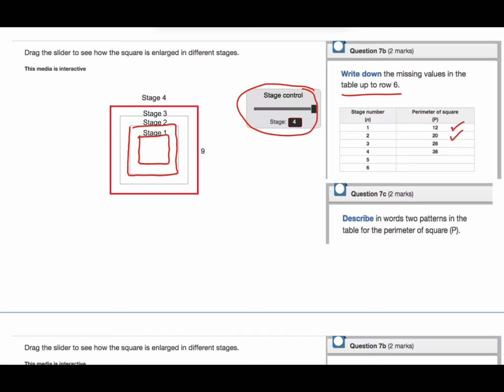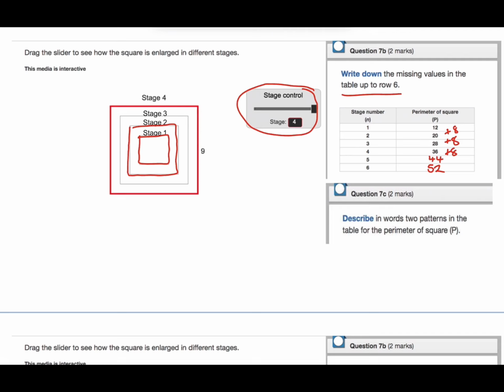So in this question, you have to say what sort of pattern you have. In this case, I can clearly see that it's going up plus 8, plus 8, plus 8. So that means the pattern is increasing by 8. So that means our next one would be 44, and then we would have 52. So they're my next 2 values.